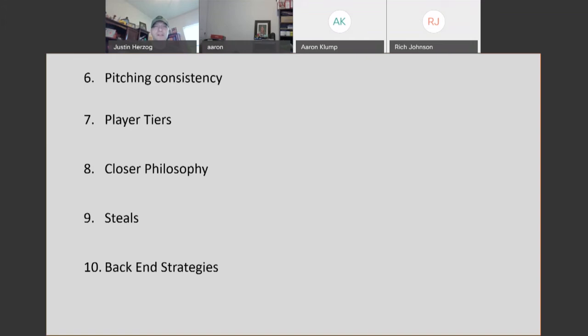And let's talk about steals. What are your thoughts on steals, and how do you approach those? Well, early in the draft, I try to take guys that have power and have stolen base potential, or have stolen bases. I'm looking for guys that can do both, especially in the first couple of rounds.